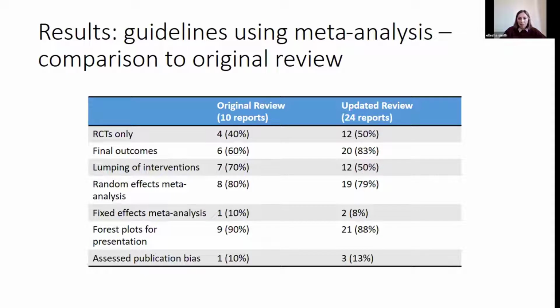So this table compares the characteristics of the meta-analyses used in the evidence synthesis of NICE public health intervention guidelines to the original review by Achana et al. So overall, the characteristics in the updated review have not changed very much from those in the original review. But lumping of interventions still appears to be quite common in 50% of the reports in the updated review.